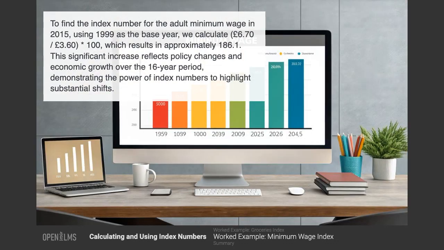To find the index number for the adult minimum wage in 2015, using 1999 as the base year, we calculate £6.70 divided by £3.60, times 100, which results in approximately 186.1. This significant increase reflects policy changes and economic growth over the 16-year period, demonstrating the power of index numbers to highlight substantial shifts.